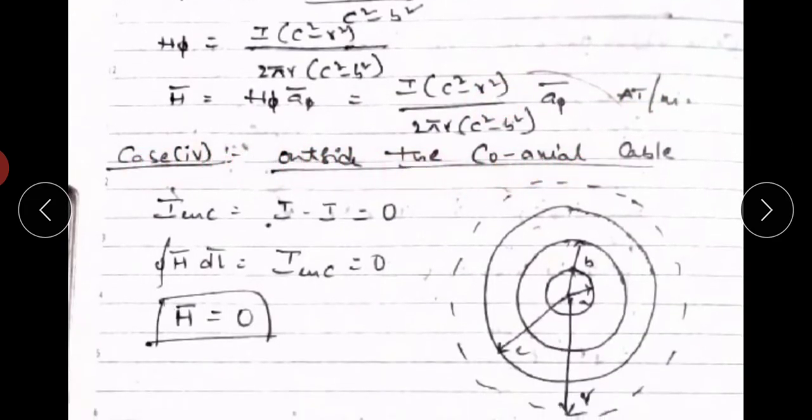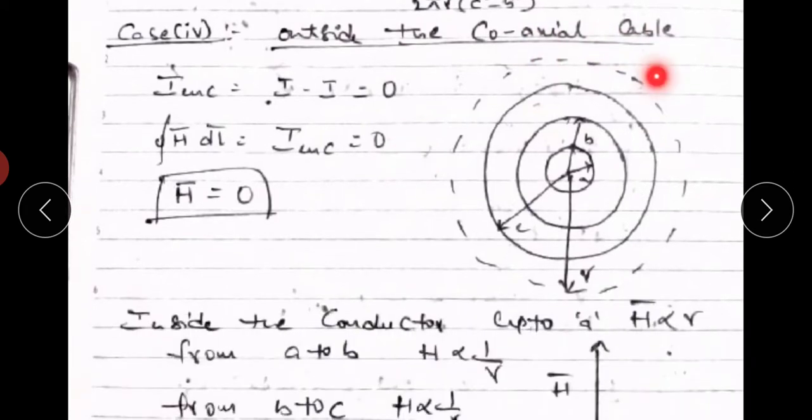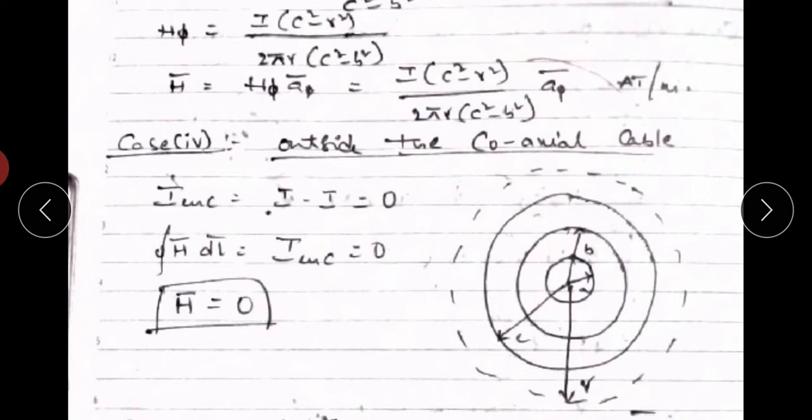Next, case 4, outside the coaxial cable. Now draw the ampere path outside the total conductor, radius equals R meters. Find I enclosed. Here the inner conductor and outer conductor are completely enclosed by the ampere path. So the current enclosed equals the inner conductor current plus the outer conductor current. Inner conductor current equals I, outer conductor current equals minus I. So I minus I equals 0. In the ampere circuit law, closed line integral H bar dot dl bar equals I enclosed, and here I enclosed is 0. So automatically the magnetic field intensity value becomes 0.